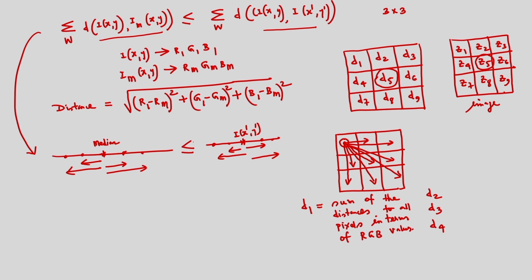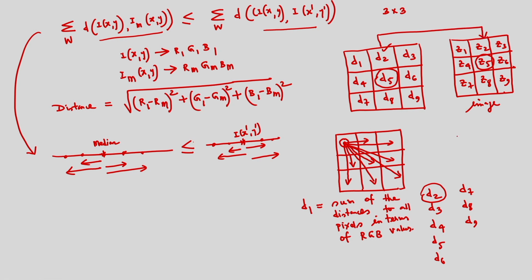Now out of all the distances, I have to find which one is the minimum distance. Because already I have calculated D3, D4, D5, D6, D7, D8 and D9. So all the distances I am calculating, D1 to D9. Out of all these distances, which one is the minimum distance I have to determine. Suppose in this example, D2 is minimum. So corresponding to D2, what is the corresponding pixel? The corresponding pixel value is Z2.